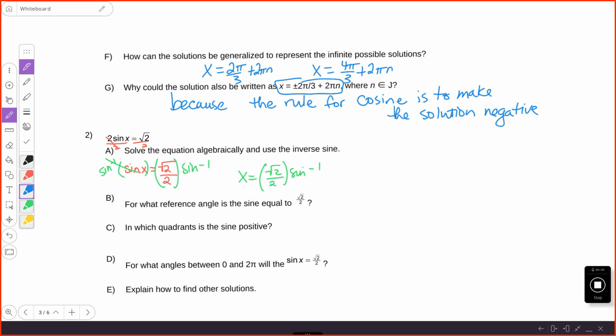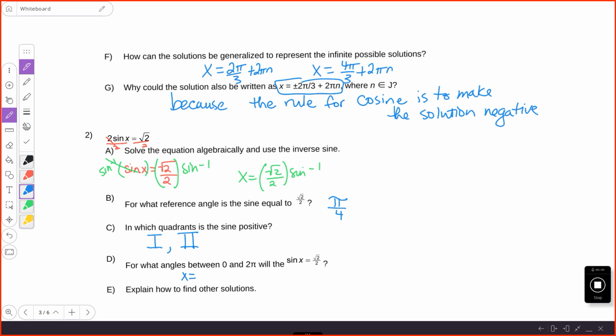Pi over 4. Alright? Well, in which quadrants is sine positive? Because it's positive square root of 2 over 2. So which 2 quadrants is sine positive? 1 and 2. Alright, so pi over 4 is in quadrant 1, so I have that solution.